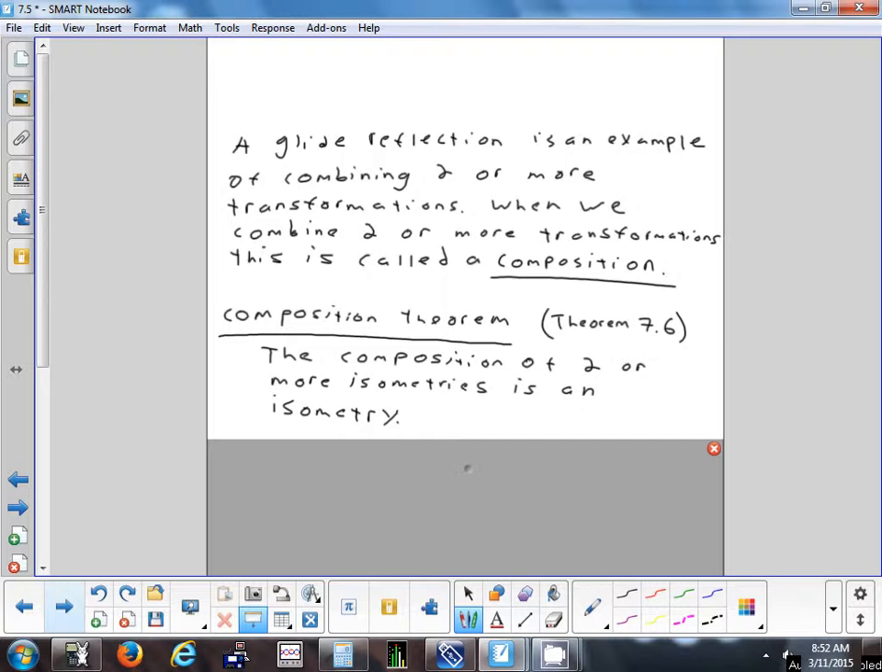Okay, and then theorem 7.6, that's the composition theorem. Basically, it says if you take two transformations that are isometries and you compose them, it's still an isometry. So in other words, if you do something that doesn't change the size, doesn't change the length of the sides, keeps the area the same, keeps the perimeter the same, all those criteria that we described in isometry. If you do it once, and then you do it again, you still haven't changed the length of the sides.